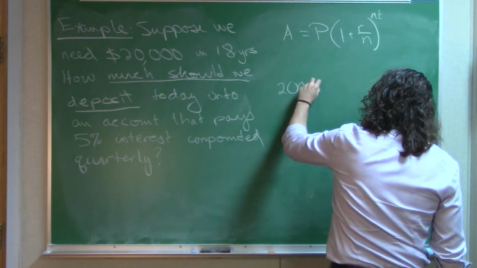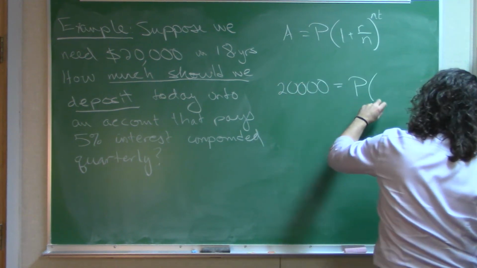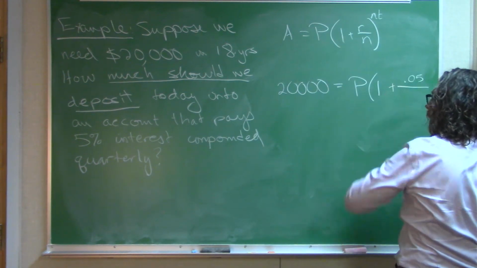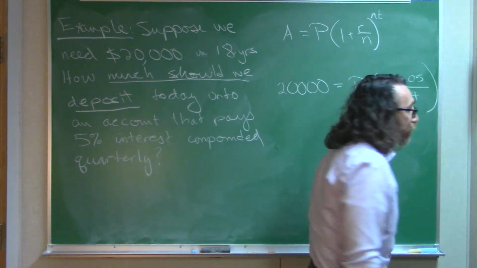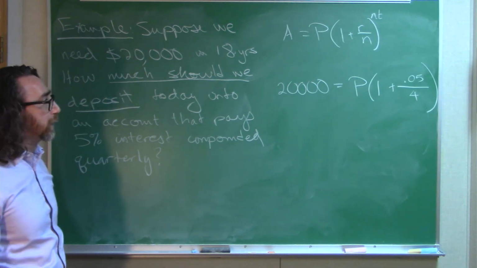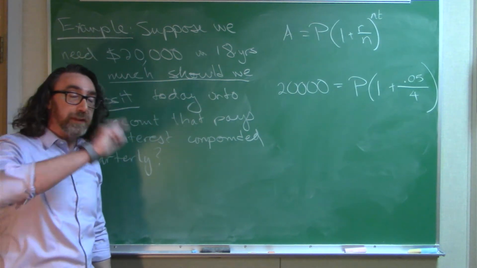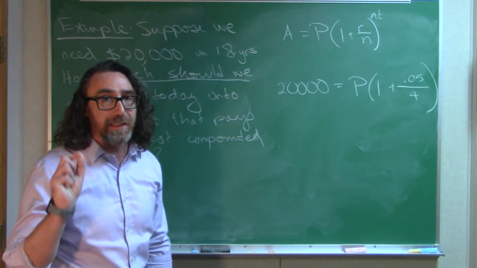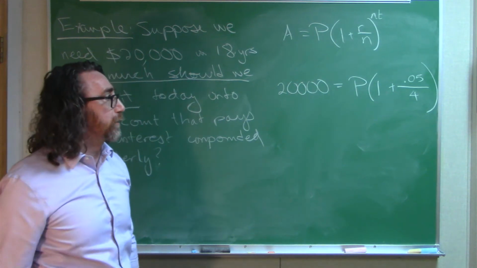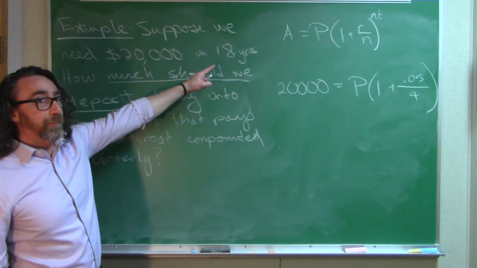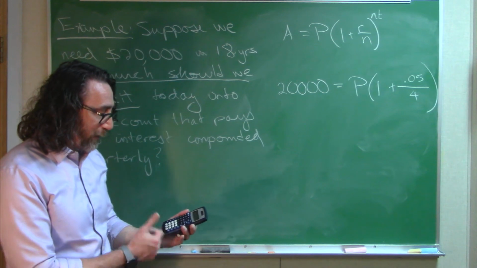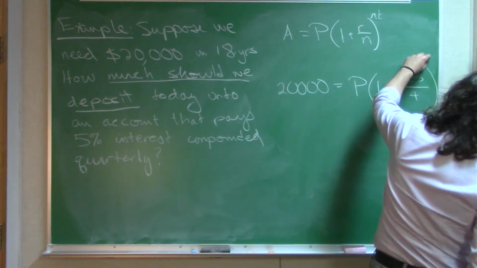So 20,000 over here, P, that's the unknown, 1 plus. Interest rate is known, 0.05. Number of compoundings a year is known, that's 4. Quarterly compoundings mean 4 compoundings per year. And finally, the exponent is known, because we're going to leave this money in the account for 18 years and let it accumulate interest. We're not going to touch it. We're going to let the balance grow through interest. That's going to happen for 18 years. We get interest 4 times a year. 4 times 18 means we would get interest 72 times.